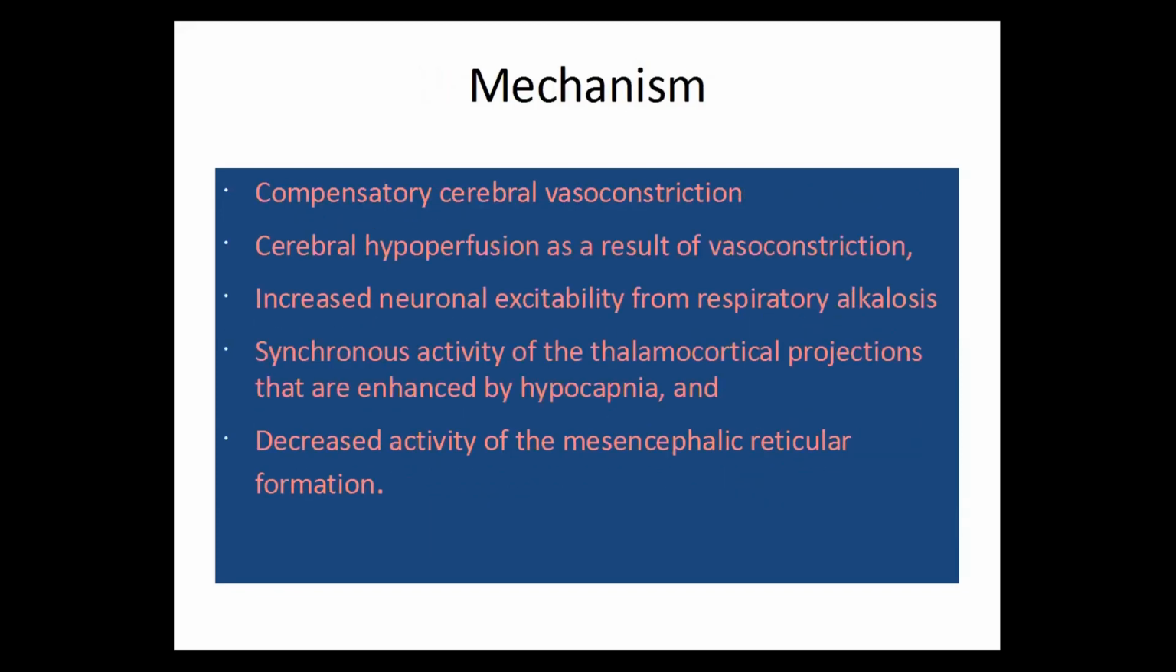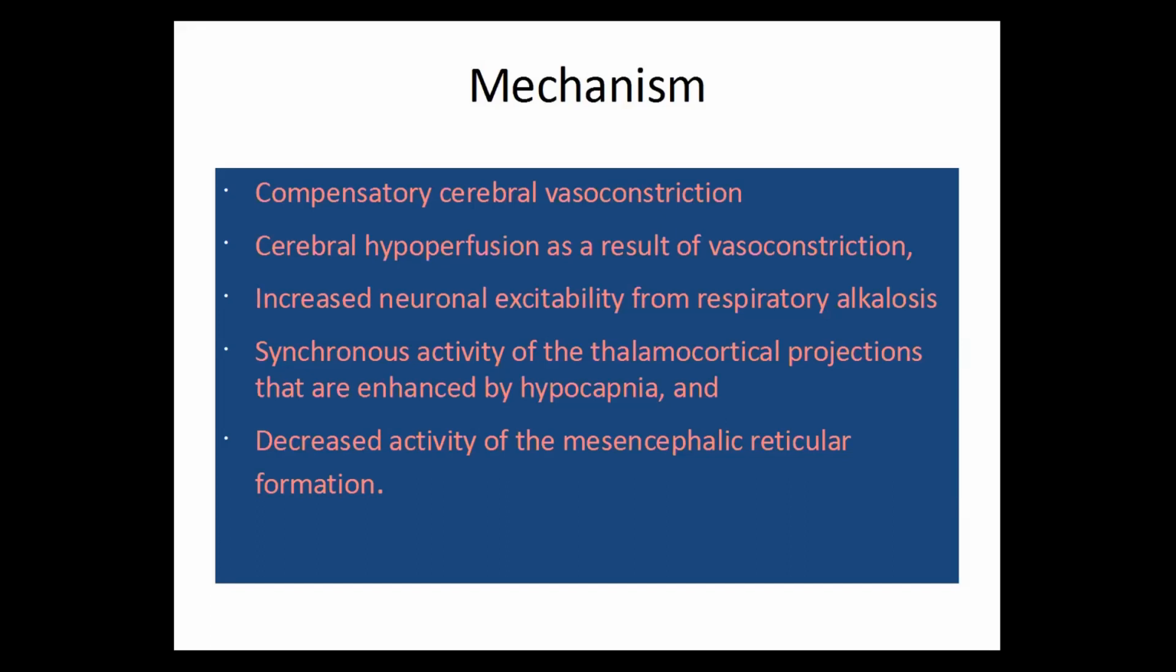So what is the mechanism? The mechanism is cerebral vasoconstriction because of the carbon dioxide washout, hypocapnia. And cerebral hypoperfusion occurs because of the hypocapnia. There is vasoconstriction, and because of the vasoconstriction there is hypoperfusion. And also there is associated respiratory alkalosis, which will increase the neuronal excitability. And the hypocapnia will enhance the synchronous activity of the thalamocortical projections.